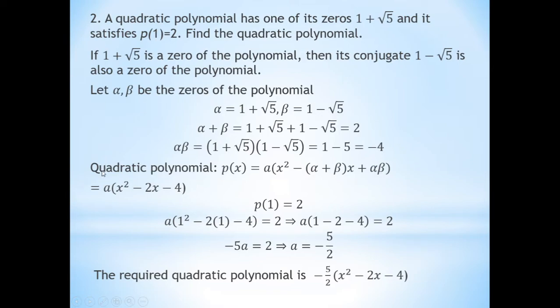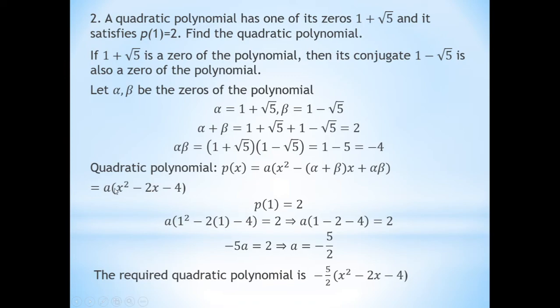Now we have to frame the quadratic polynomial. So let us take the quadratic polynomial as p of x. So the quadratic polynomial will be in this way. Previously I taught you that it is a into x square minus sum of roots x plus product of the roots. So that is equal to a, we don't know, into x square, the sum of the zeros, alpha plus beta, is 2, so it is minus 2x, and alpha beta is minus 4, so it is minus 4.